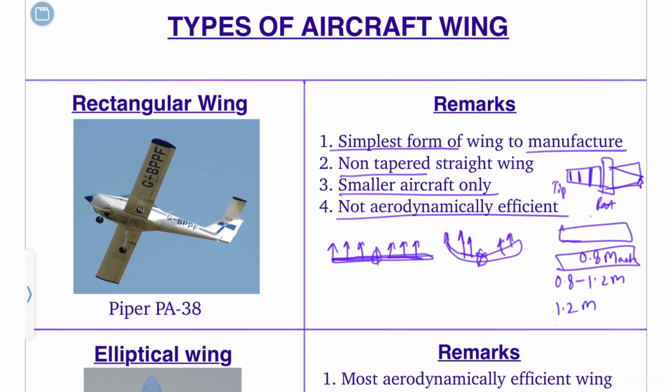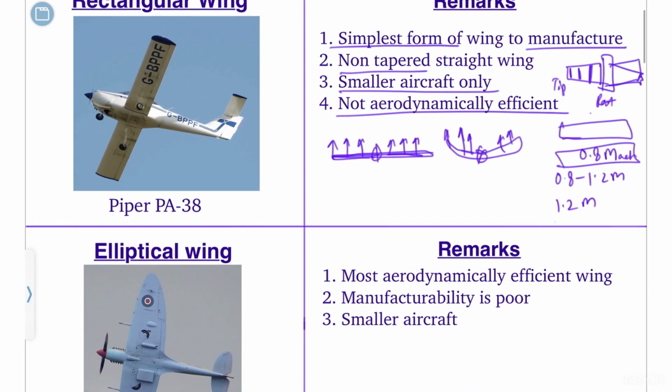So these are subsonic aircraft, and the smaller aircraft are the ones on which the rectangular wing is justified to be fitted. Coming next is the elliptical wing.